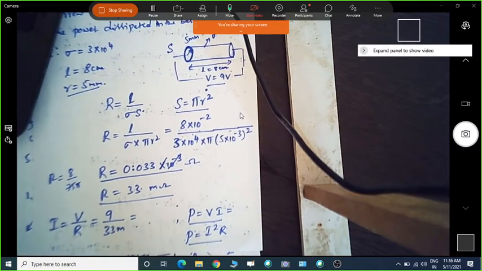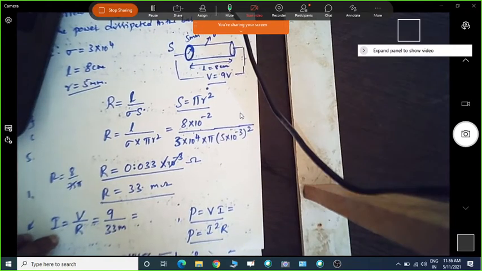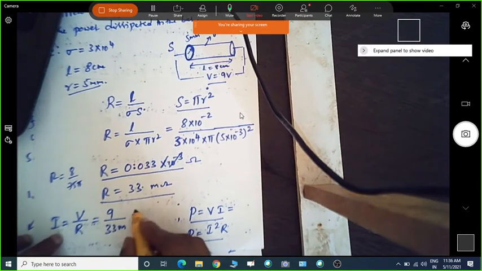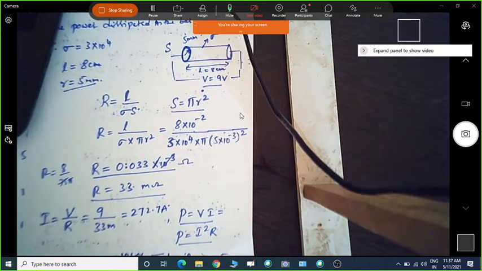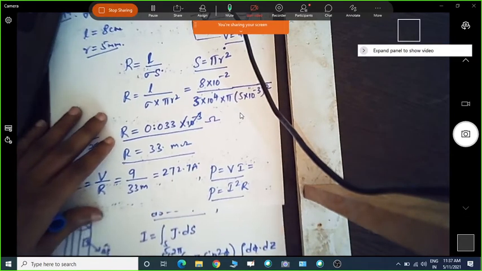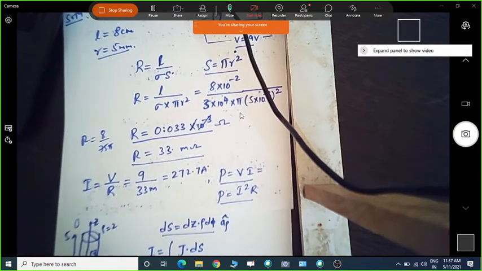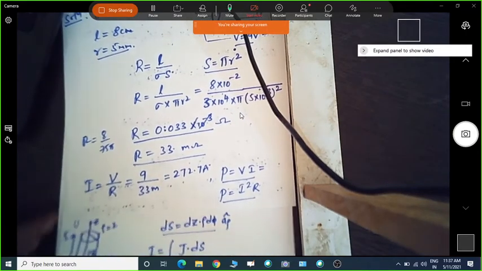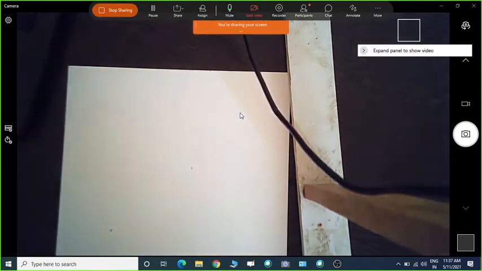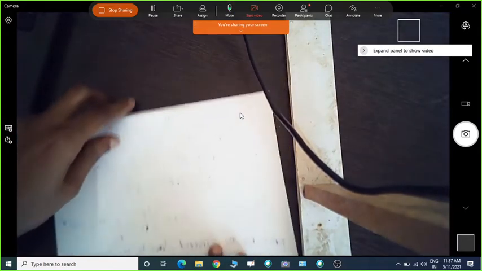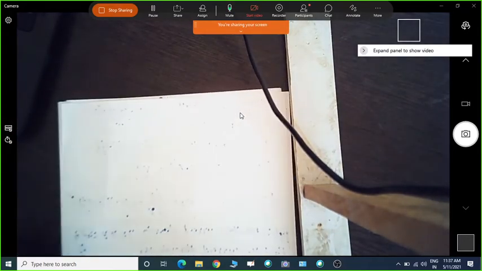Okay. So what is the current value? 272.7 ampere. Similarly, you can find out the power. Okay, so this is about the problem. Now similarly, we can find out one more problem.